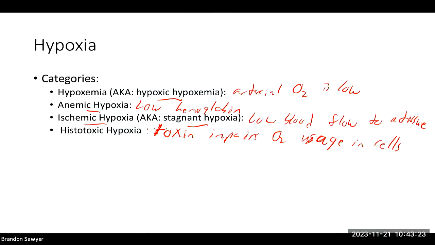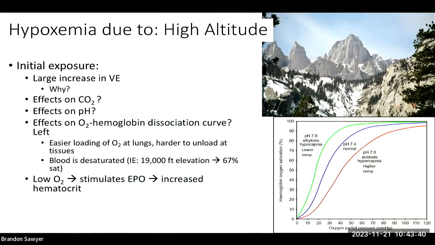So all of these are obviously related to the use or delivery of oxygen in one way or another. They're just different definitions of things that we can call hypoxia. So we'll talk about a couple in a little more detail. Hypoxemia due to high altitude leads to low arterial oxygen saturation. So, anybody know what mountain this is?